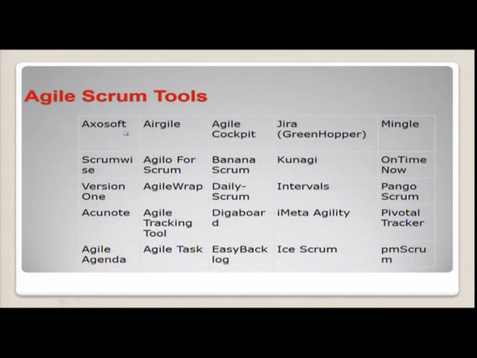The other tools are Axosoft, Agile, Agile Cockpit, Jira, Greenhopper. Jira is also called the Greenhopper tool. Mingle, Scrumwise, Agile for Scrum, Banana Scrum, Konagi, On Time Now, Version 1, Agile Wrap, Daily Scrum, Intervals, Pango Scrum, Akinote, Agile Tracking Tool, Digaboard, iMeta Agility, Pivotal Tracker, Agile Agenda, Agile Task, EC Backlog, iScrum, PM Scrum.